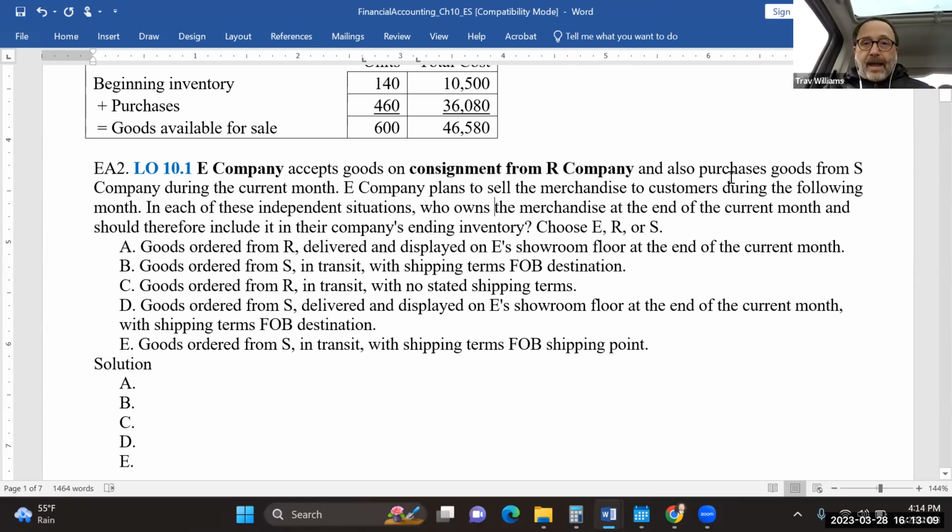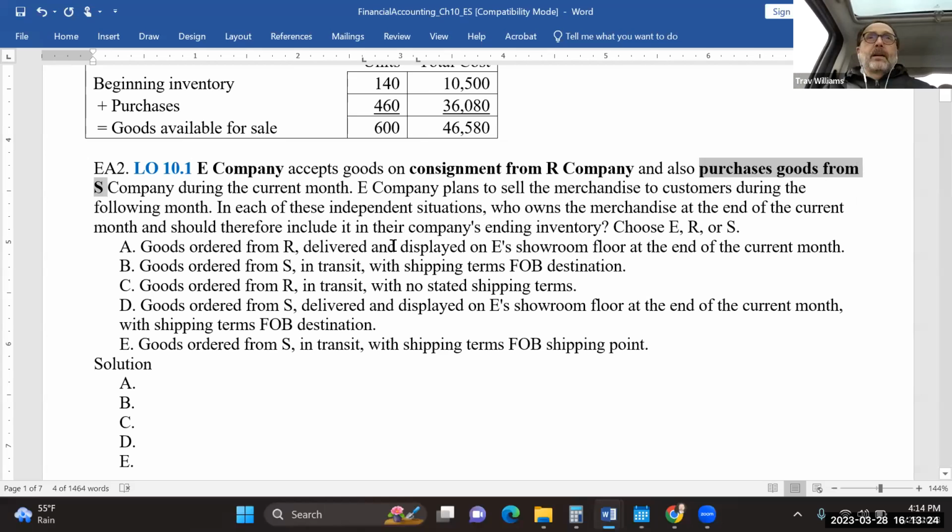There's another company, S Company, and E Company actually buys goods from S Company. So they purchase the goods and then resell them in their store. Okay? Now what we have to do is go through these 5 different scenarios and figure out who owns the goods. Which of the 3 companies owns the goods?